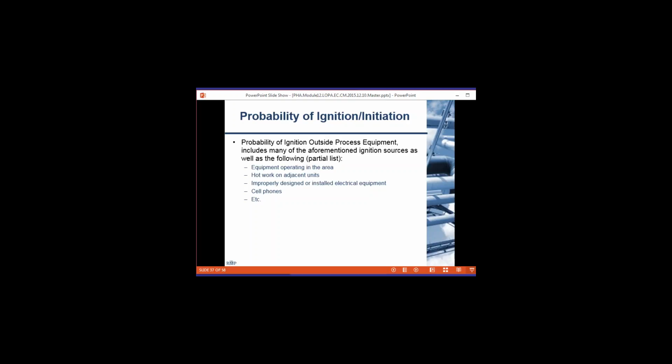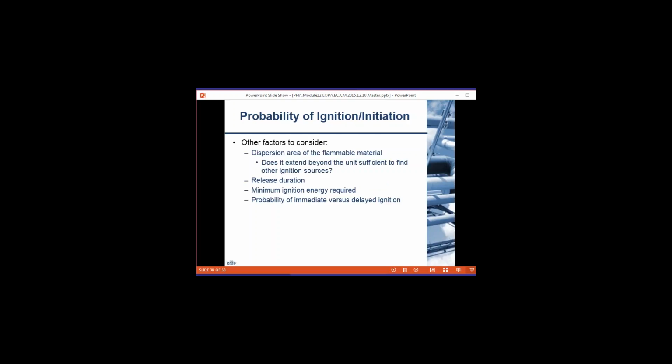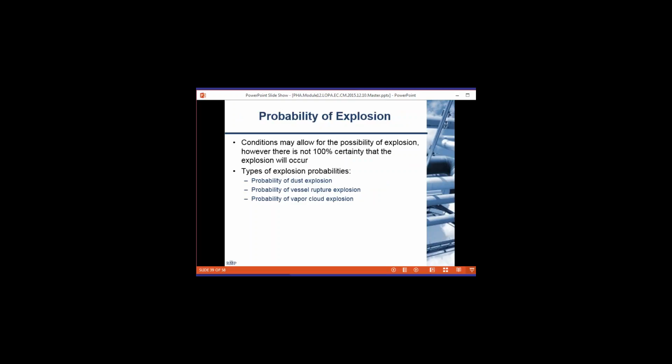Other factors to consider, well, I kind of just went into this. Dispersion area of the flammable material. Does it extend beyond the unit sufficient to find other ignition sources? The release duration, the minimum ignition energy required, and the probability of an immediate versus a delayed ignition. Similarly, looking at probability of explosion, as I mentioned earlier, conditions may allow for the possibility of explosion. However, it's not always 100% certain that the explosion will occur. There are several different types of explosion probabilities you want to look at in your studies. One is a probability of a dust explosion, the probability of vessel rupture explosion, and the probability of a VCE or a vapor cloud explosion.